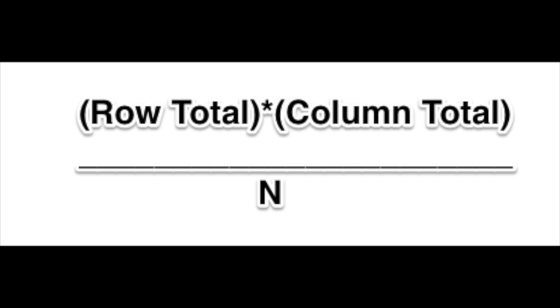This is what your expected frequency table should look like right now. You have to calculate all those cells. To do that, it's row total times column total over n. And you have to do this for each cell.